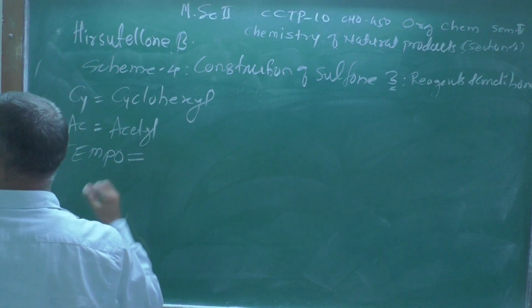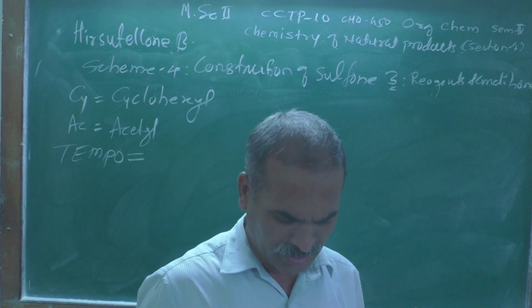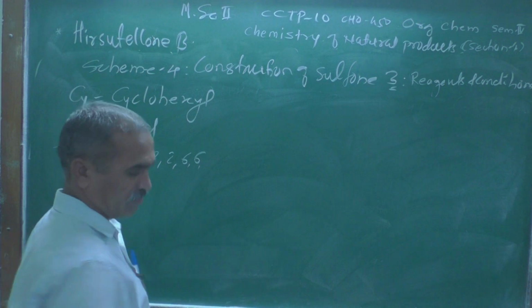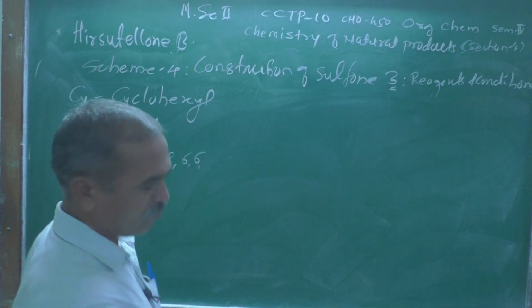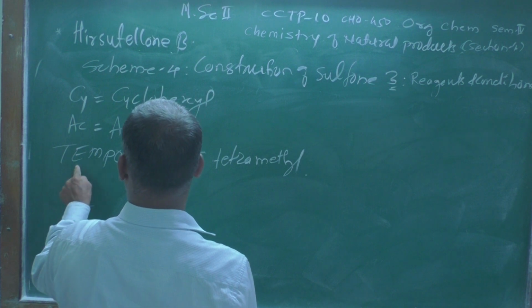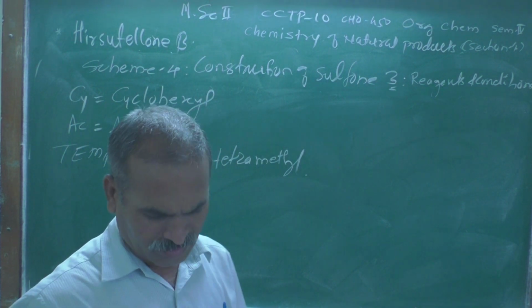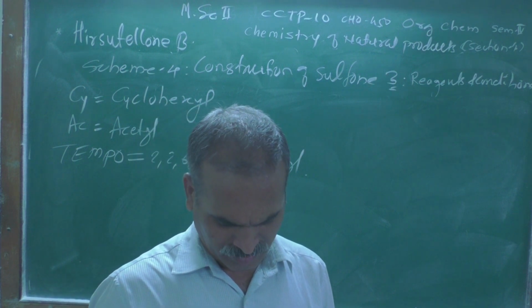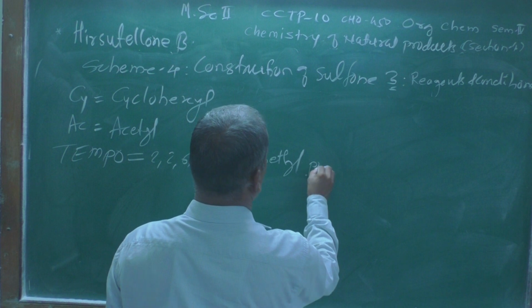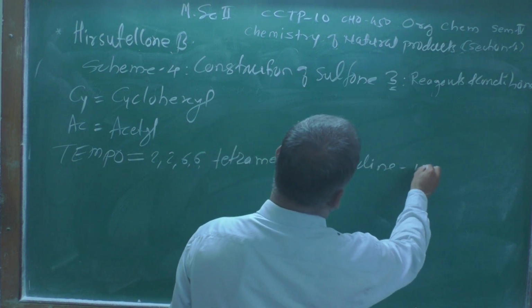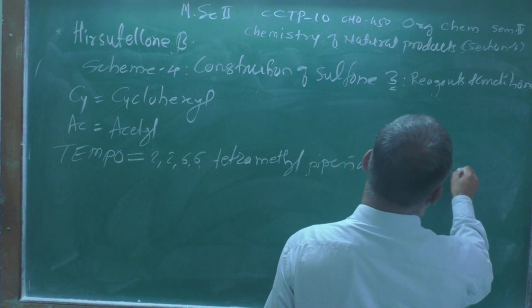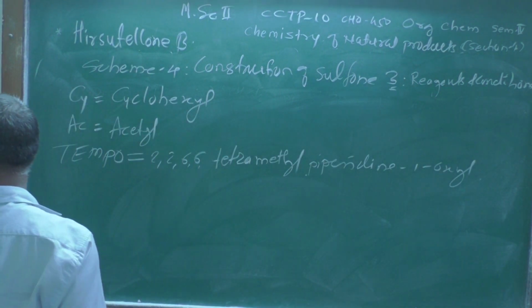TEMPO. What is the full form of it? The full form of TEMPO is 2,2,6,6-tetramethylpiperidine 1-oxyl. That is the full form of TEMPO, oxyl.